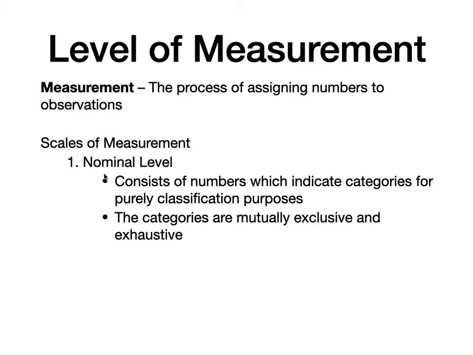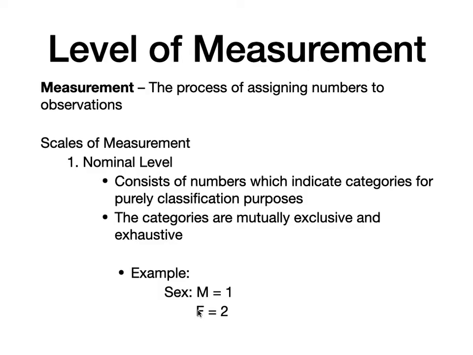So the first one is what we refer to as nominal level. This consists of numbers which indicate categories for purely classification purposes. Here we take note that the categories must be mutually exclusive and exhaustive. So what do we mean by that? Let's take the following for example. Say sex is composed of the male and the female categories.